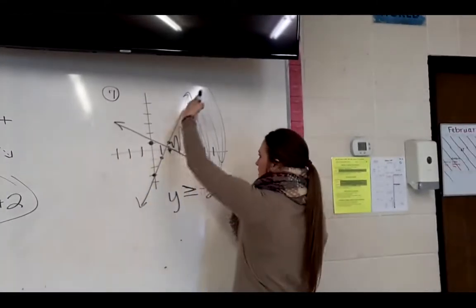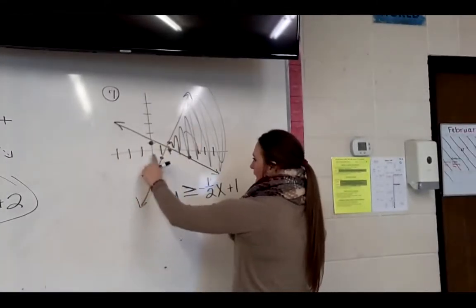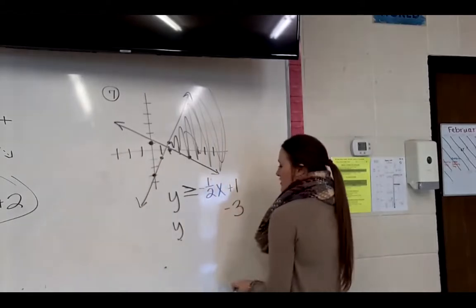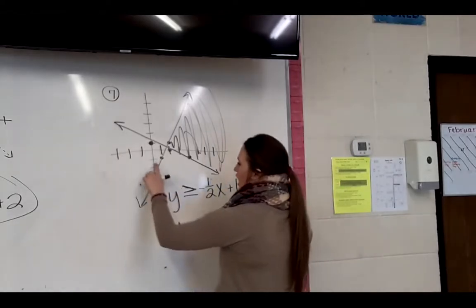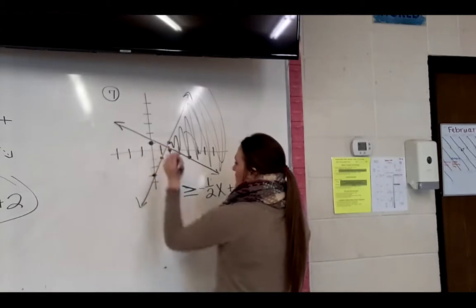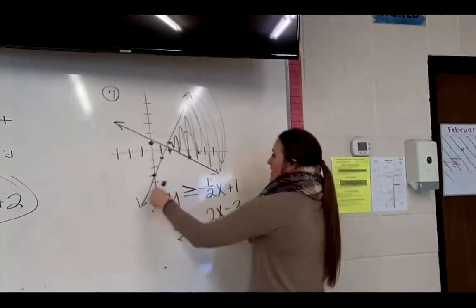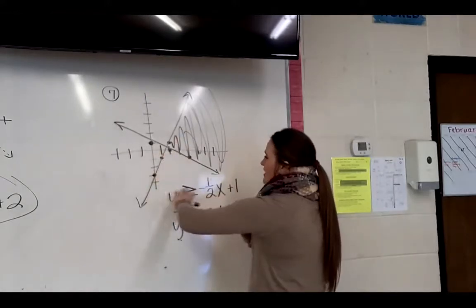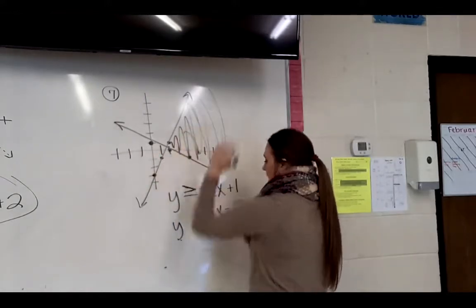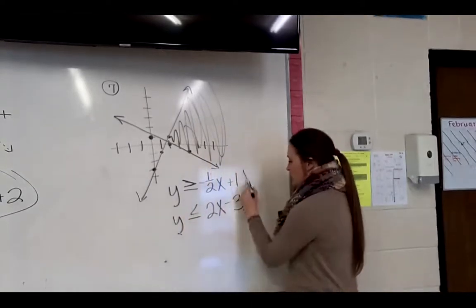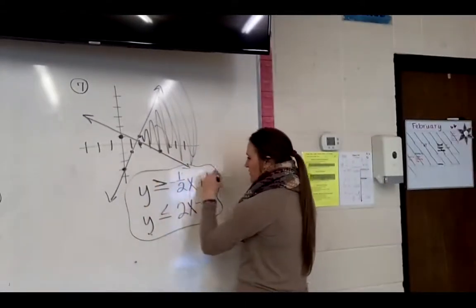Okay, now this one. It crosses the y-axis at -3. So I've got some other stuff, -3. It goes up 2 over 1. So that's a slope of 2 and your x. And then if you look at where this line is, it is shaded below that line. So y is less than or equal to. So that is your two inequalities that represent that graph.